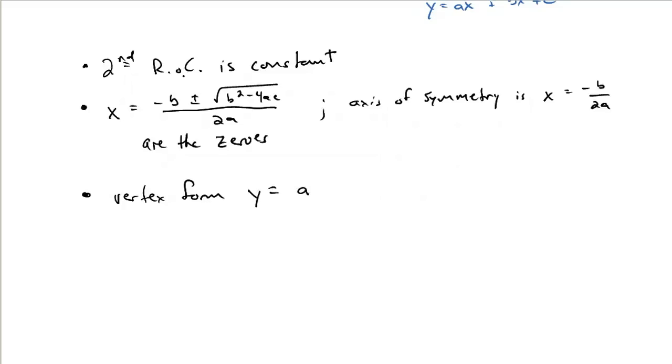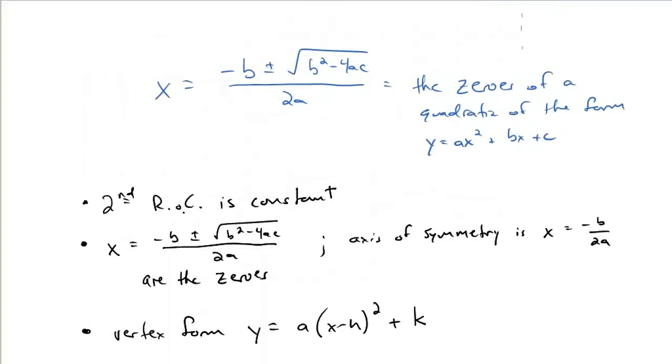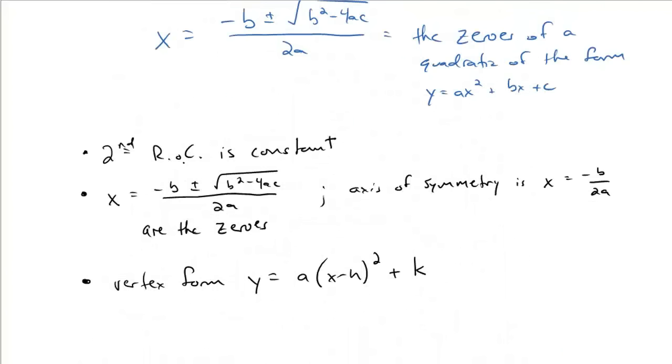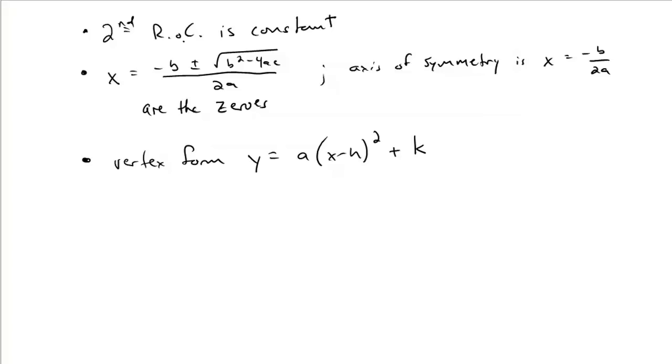y equals a times x minus h squared plus k, which can be obtained by completing the square, or you can just find the zeros and then find the vertex and put it in this form if you don't like to complete the square, which I don't. I think you can complete the square one time in the proof of the quadratic formula, and then that's it. You don't need it from then on out. Finally, we have standard form: y equals ax squared plus bx plus c.